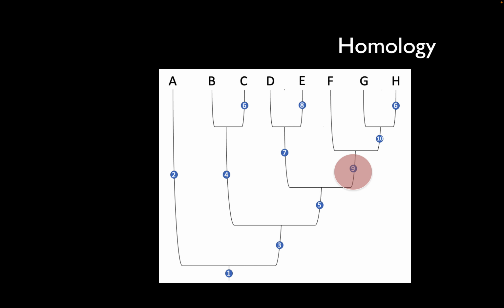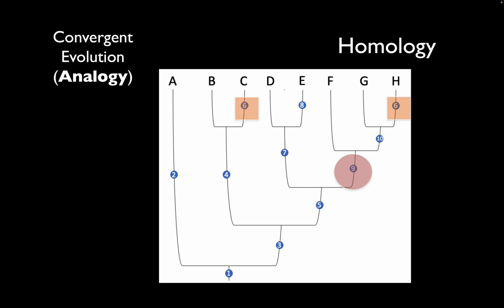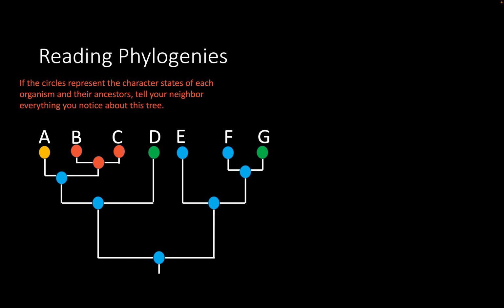So if you're looking at character 9, that's an ancestral characteristic that F, G, and H all share because that ancestor right here shares that. And so we would call that homology. Whereas character 6, like we talked about, is due to convergent evolution. We call that analogy.